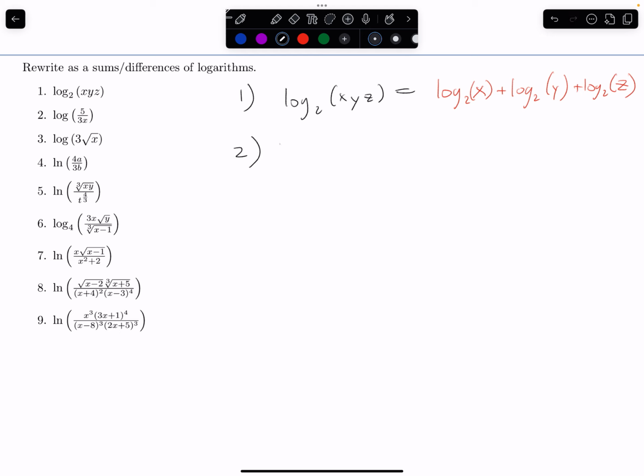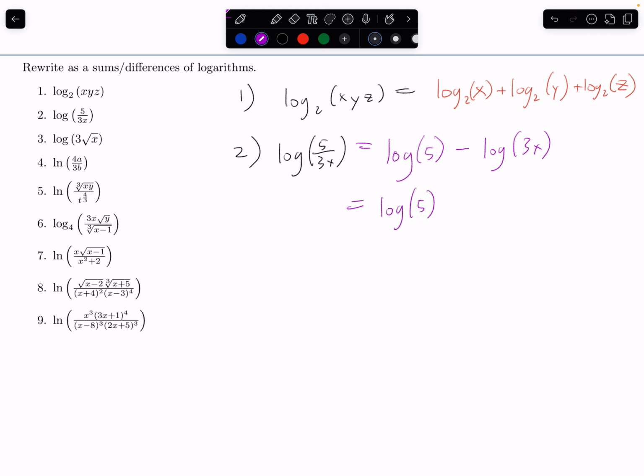Number 2, log of 5 over 3x. Okay, let's do this in 2 steps. First step, you see there's a division, right? So it's going to be log, and it doesn't say the base, so we assume this is the common base of 10, but shorthand notation lets us just write log. That's log base 10 of 5 minus log of 3x, and that's looking good. But then you notice, oh look, this can be rewritten as a multiplication as well, because I've got a 3 and I've got an x, right?